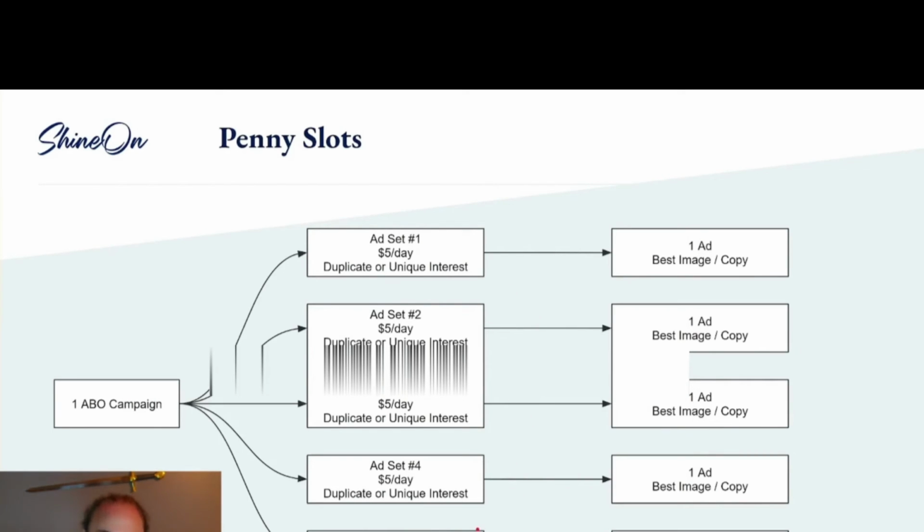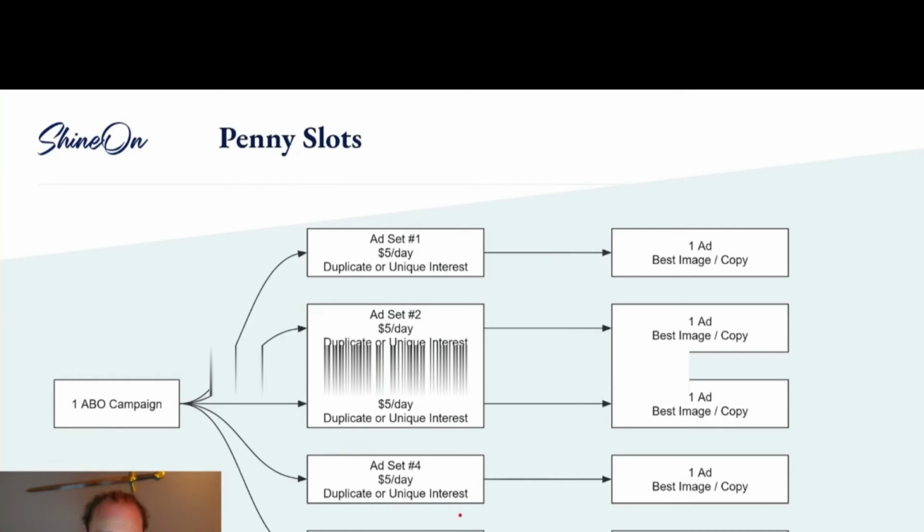So again, I call this penny slots. It's one ad set budget optimization campaign, with 5 $5 ad sets, so your total budget is $25 a day, and each of the ad sets after the first one are all duplicates. So it's really easy to set up. It's a great testing method.